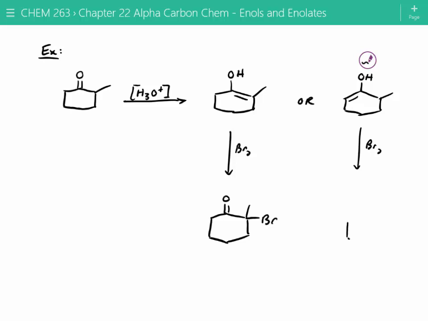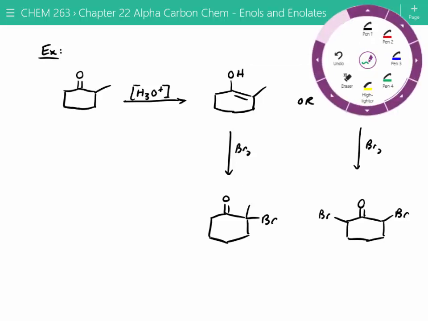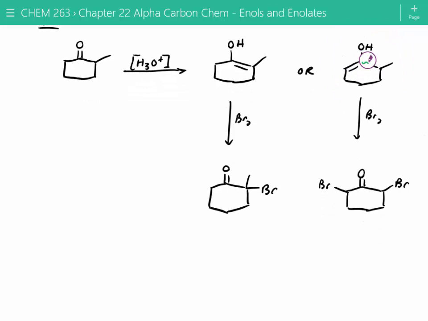I'm not going to show the full arrow pushing mechanism. Is it a matter of kinetics versus thermodynamics though? Not necessarily. It's just a matter of major versus minor. So in this case, we've got a major product here.